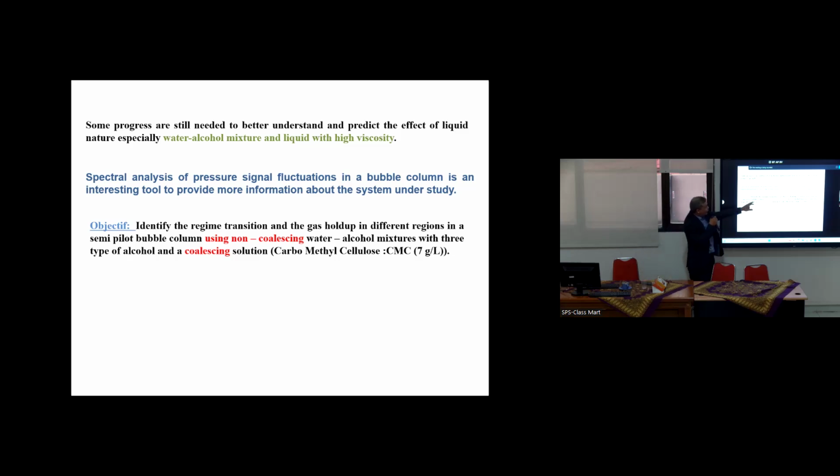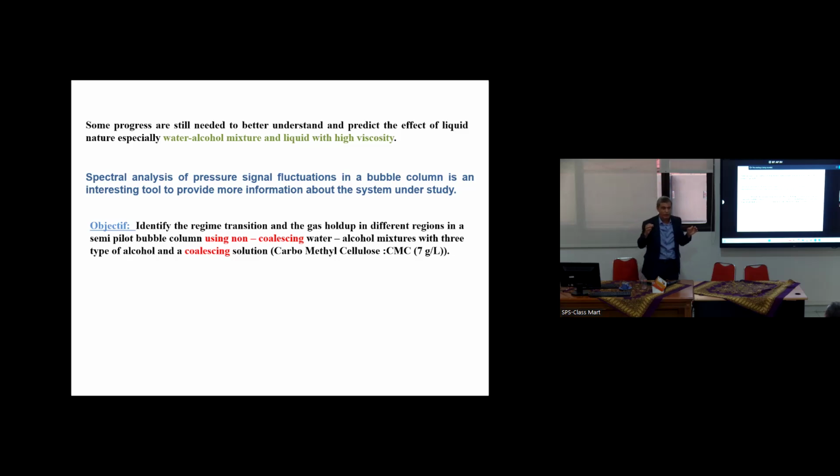The objective is to identify the regime transition. When we put in gas at a low flow rate, we have little bubbles, what we call the homogeneous regime, because the bubbles are all the same size. When we increase the flow rate, we have coalescence. What is coalescence? If you have a lot of bubbles, two bubbles coalesce to form one bubble, and the velocity increases. This is coalescence.